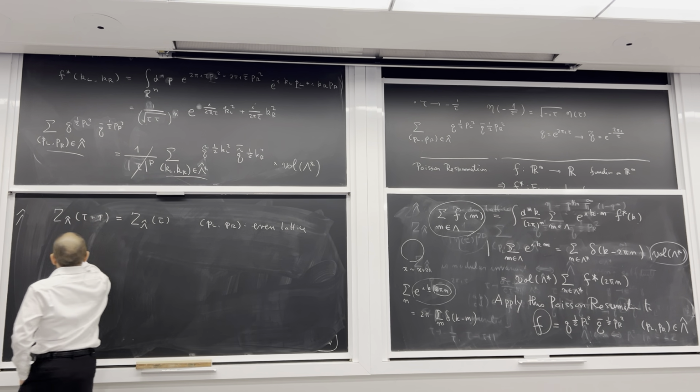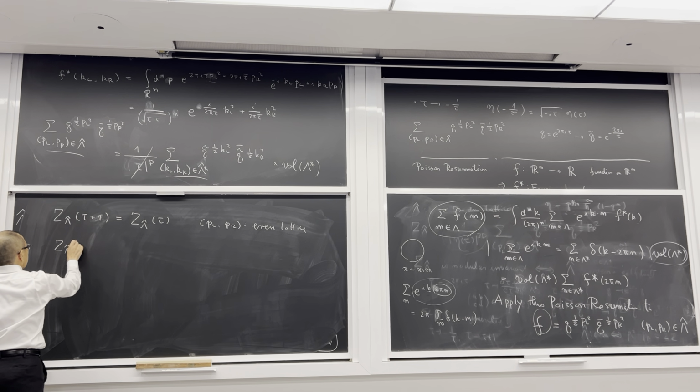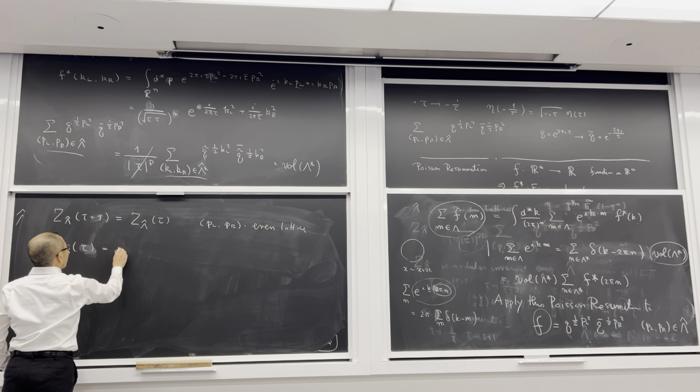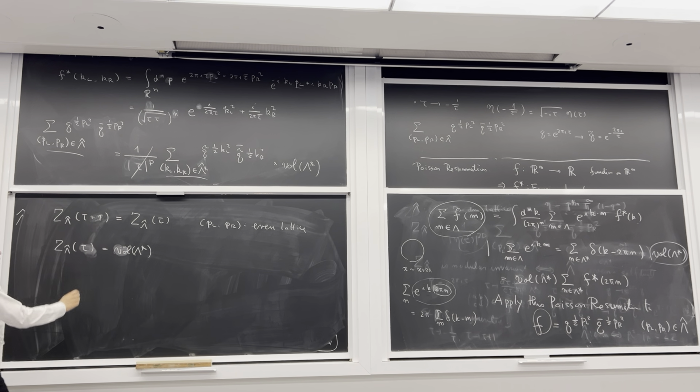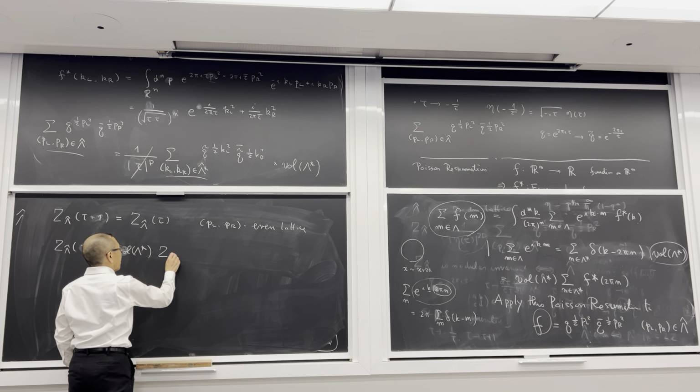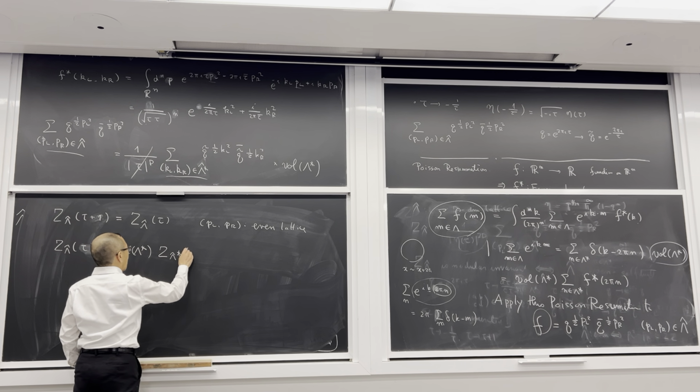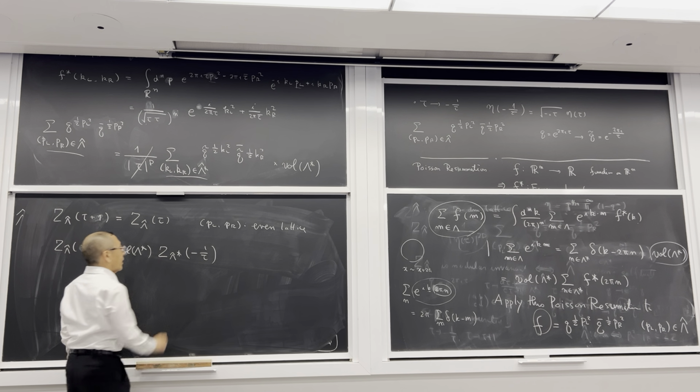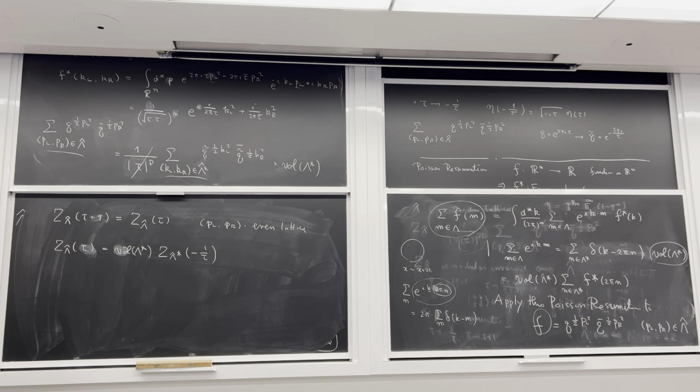On the other hand, if you have this with tau, minus 1 over tau, then this is equal to theta, and this is equal to the volume of the unit lattice in the dual lattice times the dual lattice times minus 1 over tau. Okay? So far I have not used anything. So this is true for any lattice. This formula is true for any lattice.